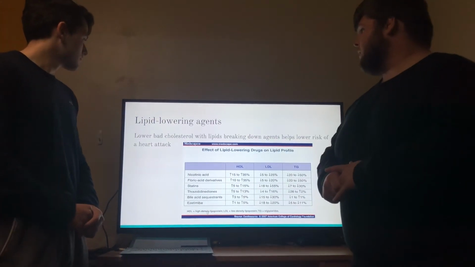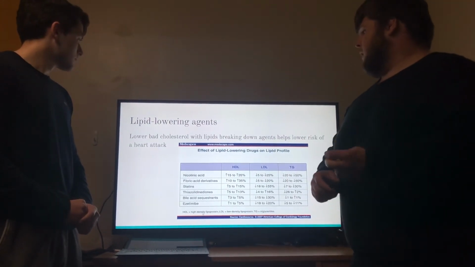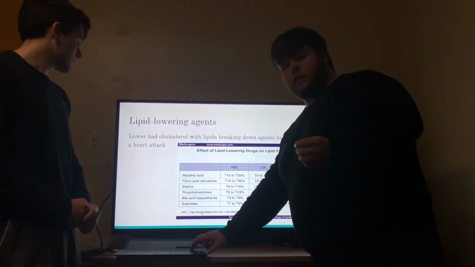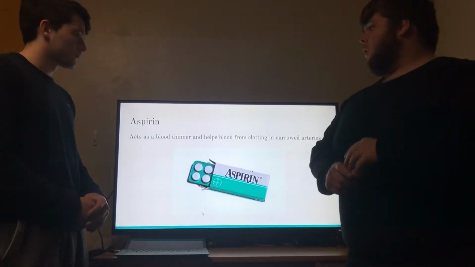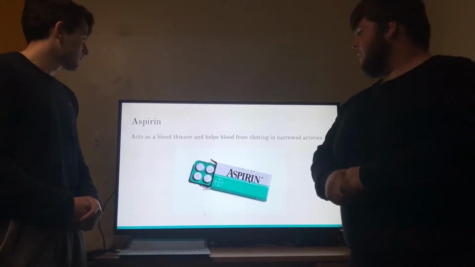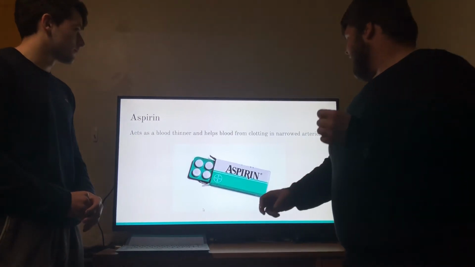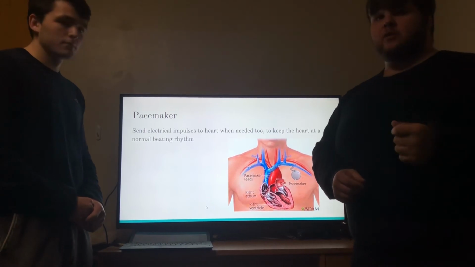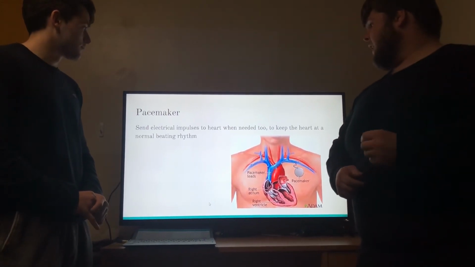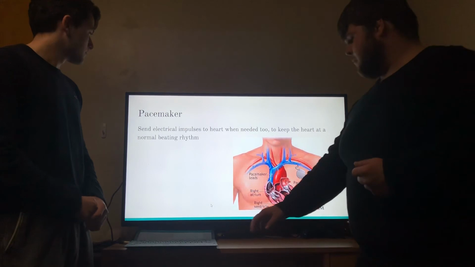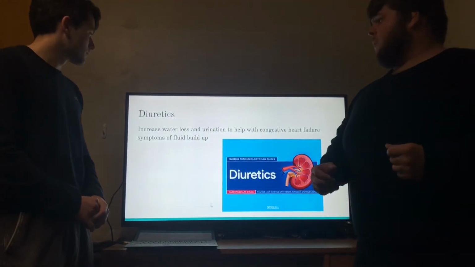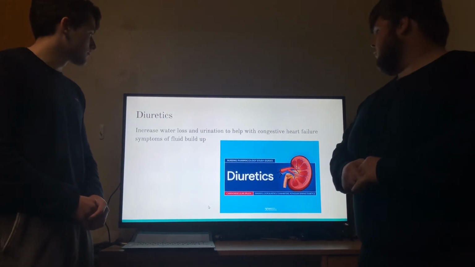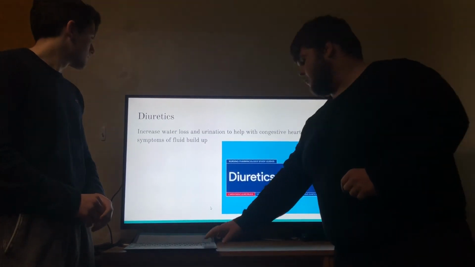Lipid-lowering agents lower bad cholesterol, which helps lower the risk of a heart attack. Aspirin acts as a blood thinner and helps keep blood from clotting in a narrowed artery. A pacemaker sends electrical impulses to the heart when needed to keep the heart at a normal beating rhythm. Diuretics increase water loss and urination to help with congestive heart failure symptoms from fluid buildup.